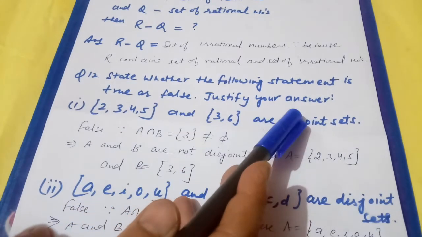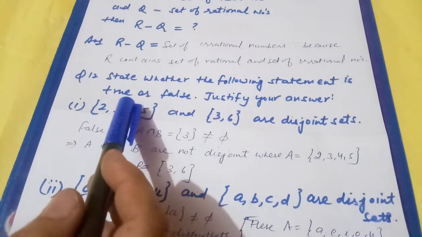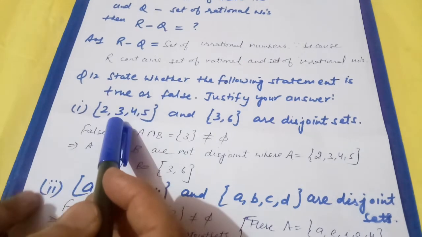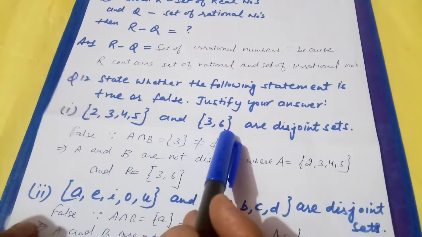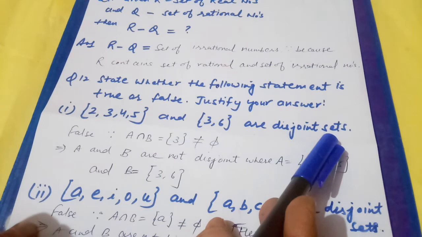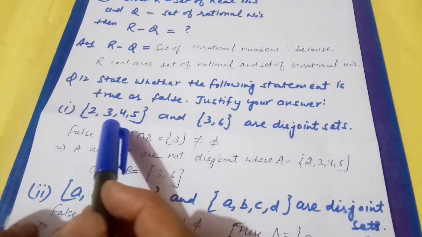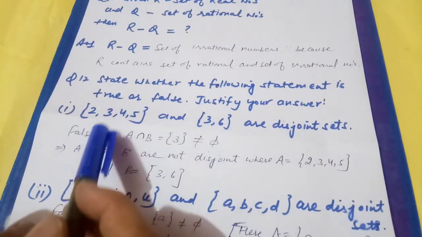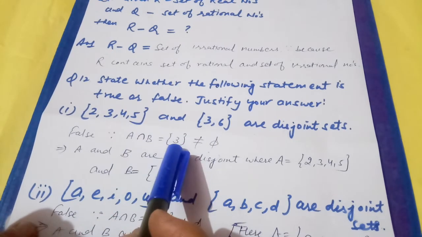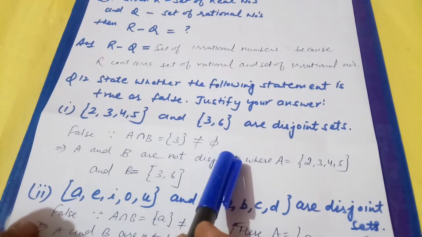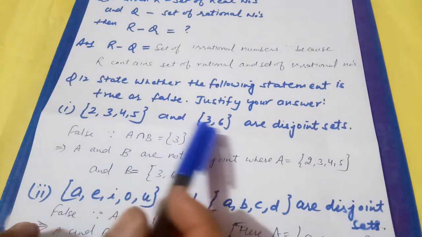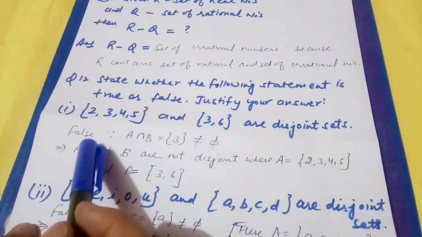Clear? Now the 12th question is, state whether the following statement is true or false. Justify your answer. Here we are given statements, and we have to tell whether each is true or false. In the first part it is given {2, 3, 4, 5} and {3, 6} are disjoint sets. So by the definition of disjoint sets, we have to take firstly the intersection of these two sets, A intersection B, and that is equal to {3}, which is not equal to the empty set. So hence these are not disjoint sets. So this statement is false.